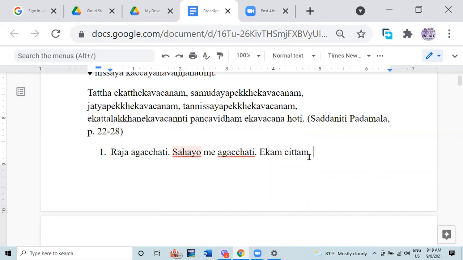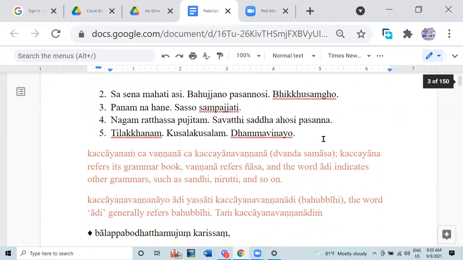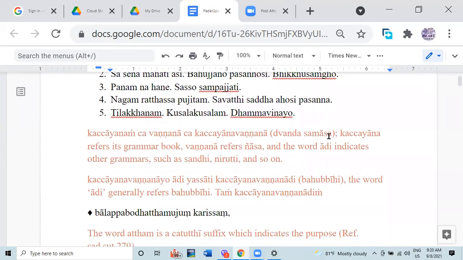Yes, this figurative speech. Let's see, Rajagichiti is that example, but here it is singular, okay? In that example also, singular is used. Here, sahayom me agachati ikan chaitan, they are singular, because they refer to only one thing. Okay, so these things I wanted to say today, at the beginning of the class, nearly finished.